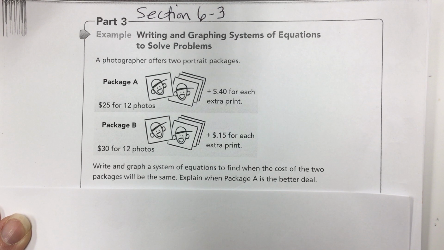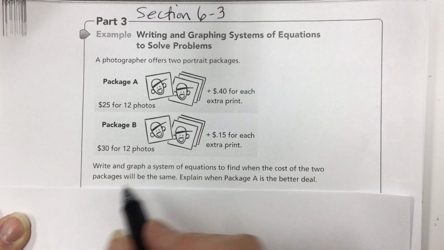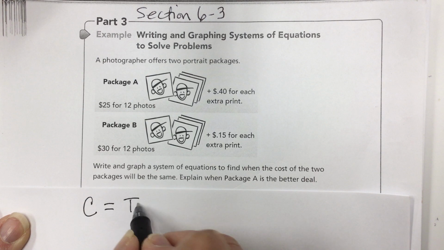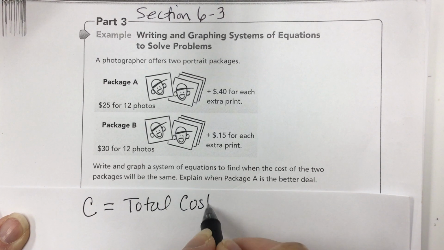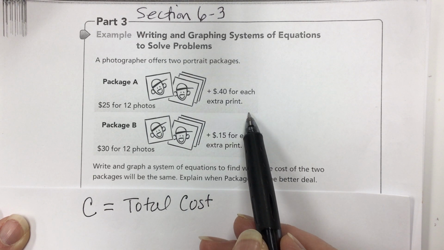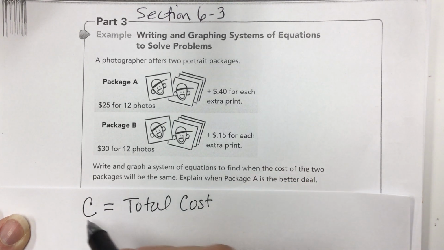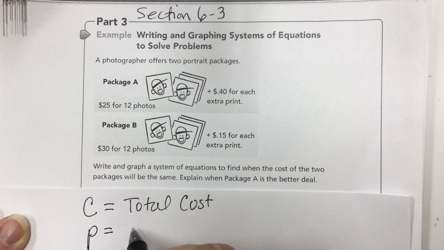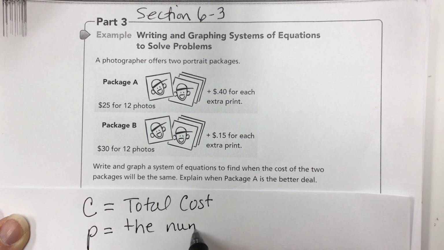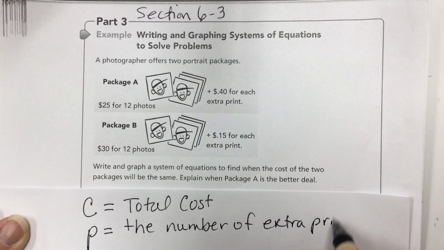So the first thing we must decide is about our variables. What do we need to let represent by a variable? The first thing I need is the total cost of each package, so I'm going to let C equal the total cost. Notice I was saying 40 cents per print, so I need to let the extra prints be represented by a variable. I'm going to let P equal the number of extra prints.